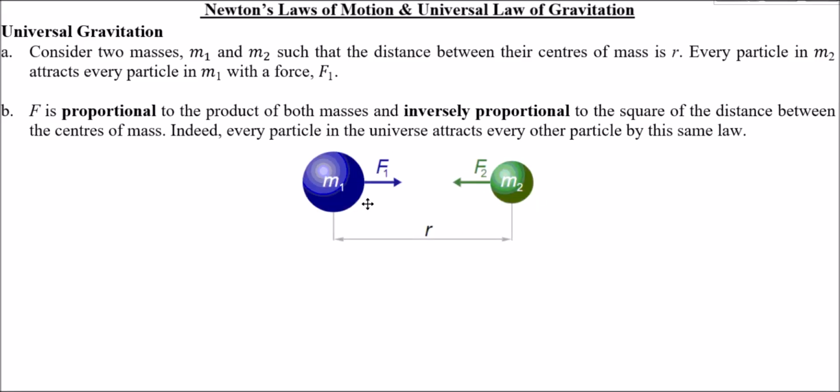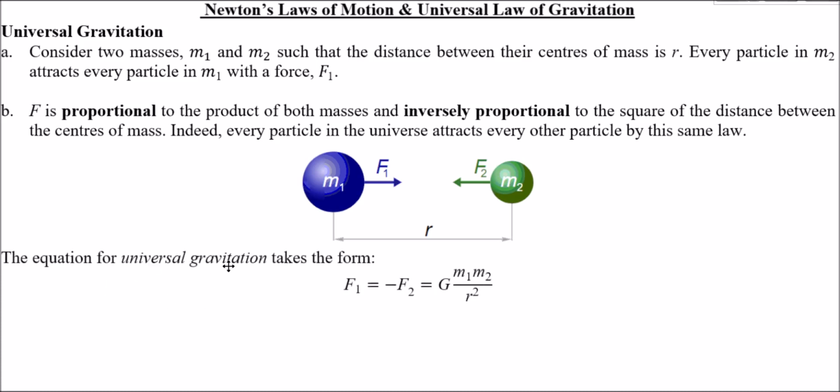So here's a little illustration showing you what's going on. So we've got M1 and M2, and F1 is acting towards M2 because M1 is being attracted towards M2. Likewise, M2 is being attracted towards M1. Now the magnitude of F1 and F2 are identical but acting in opposite directions. R here is the distance between the centre of mass of M1 and M2 respectively.